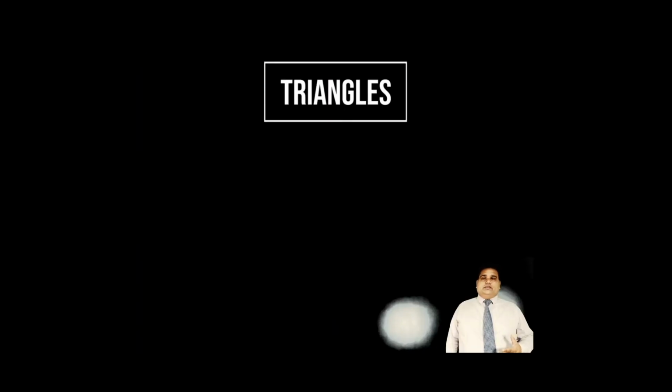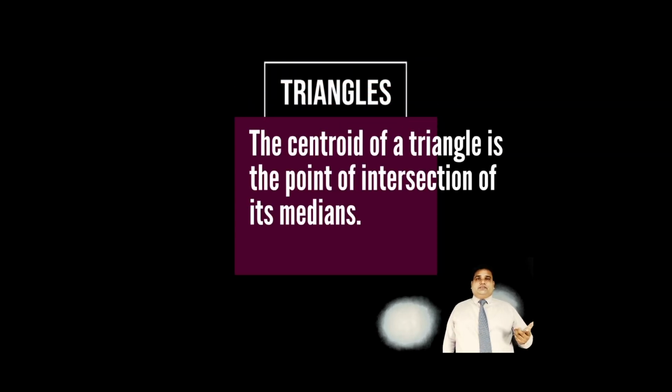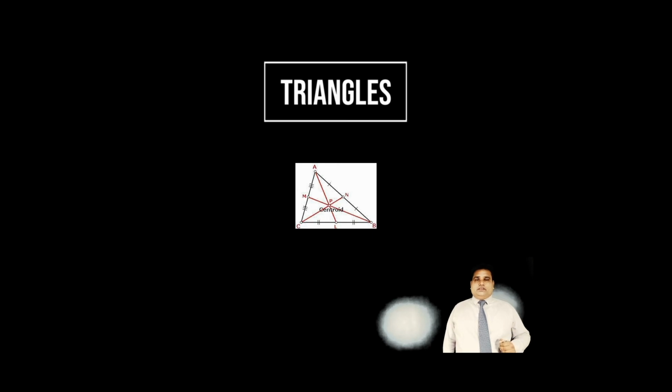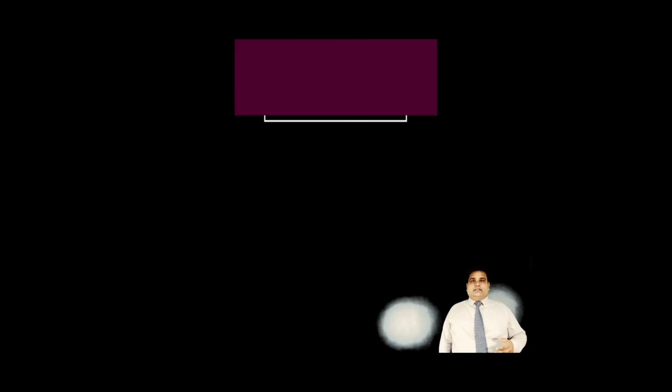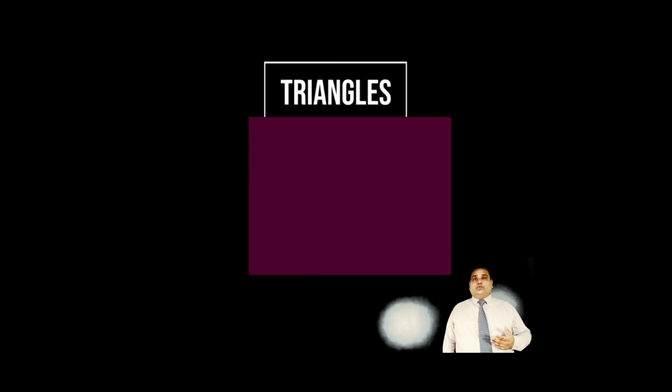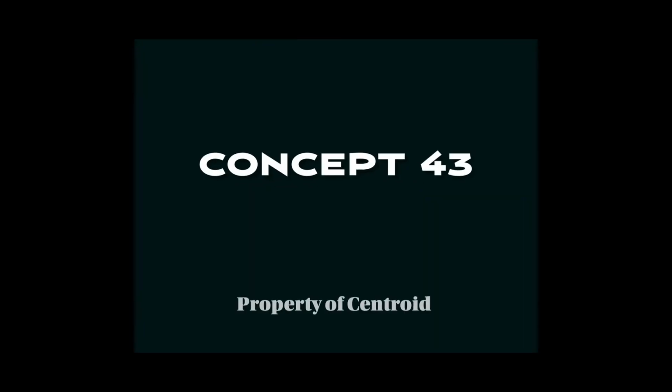Concept number 42, centroid. So what is centroid? The centroid of a triangle is the point of intersection of its medians. We can see that all three medians are there, and the point where all three medians meet is known as the centroid.